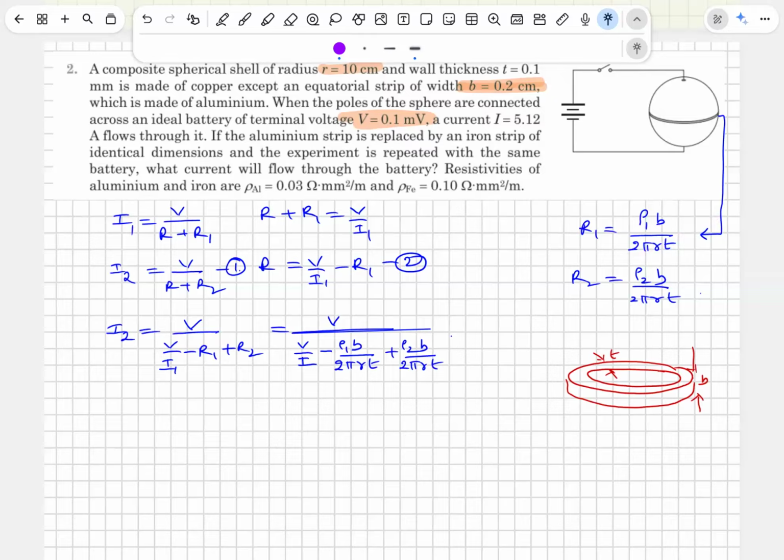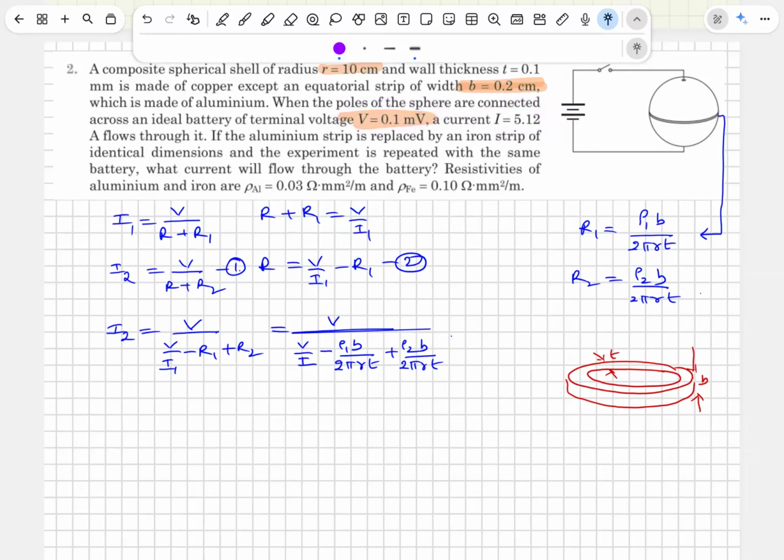The resistivities were given. My question first of all is, already the sphere is contributing some resistance. Let it be R. And this strip contributes some resistance. Let it be R1. So I1 is V by R plus R1. So wherever I have R plus R1, I can write V by I1. I know V, I know I1. That's the given.